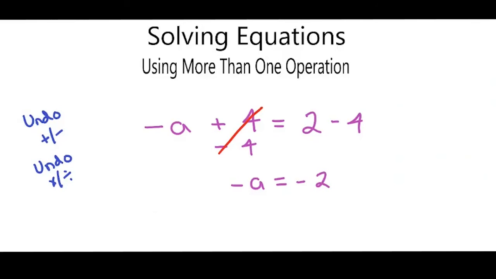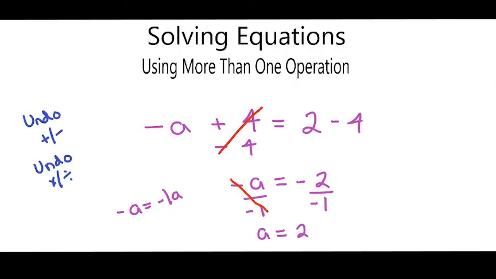So remember that negative a equals negative 1a. So I can divide both sides by negative 1. Dividing by negative 1 cancels the negative 1 and the negative sign. So I'm left with a is equal to, well, negative 2 divided by negative 1 is positive 2. So my solution is a equals 2.